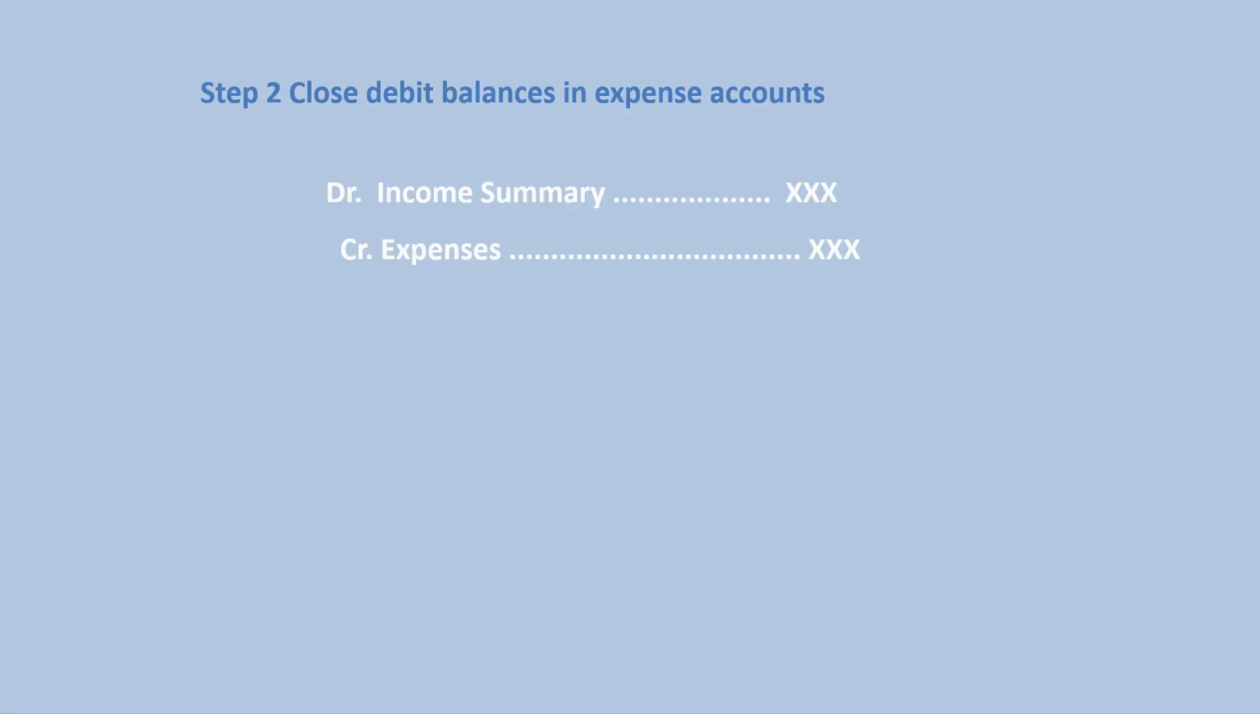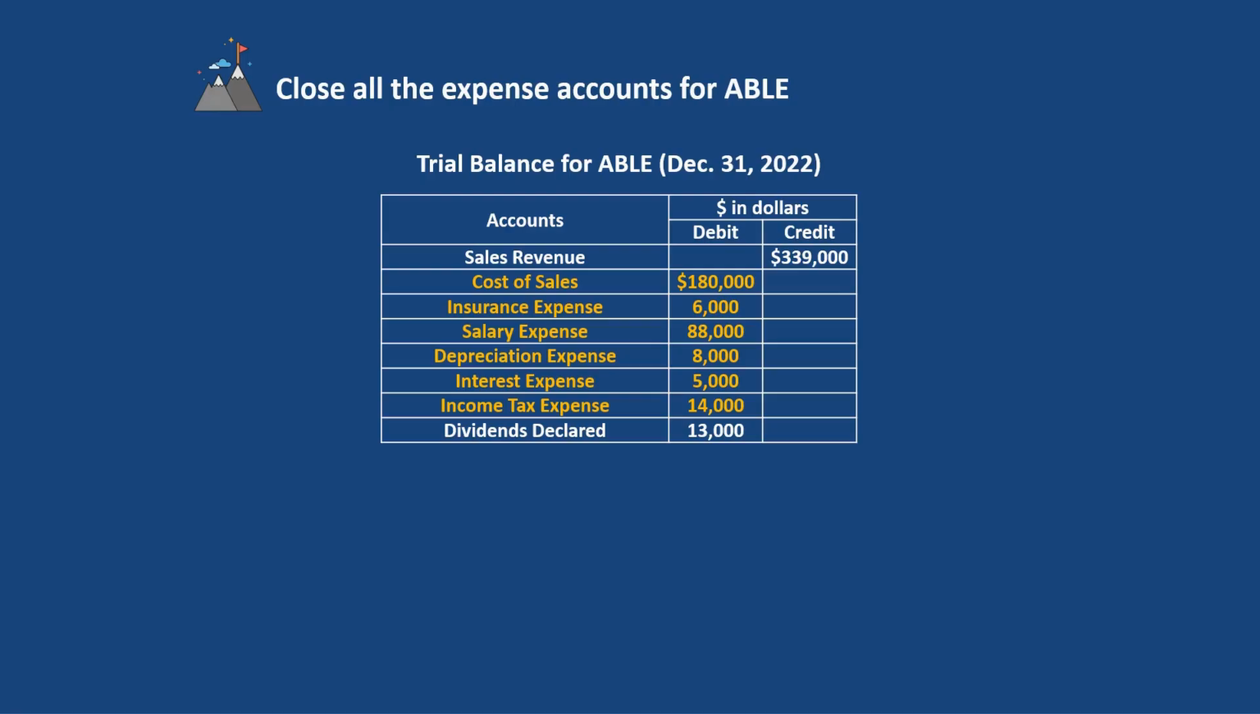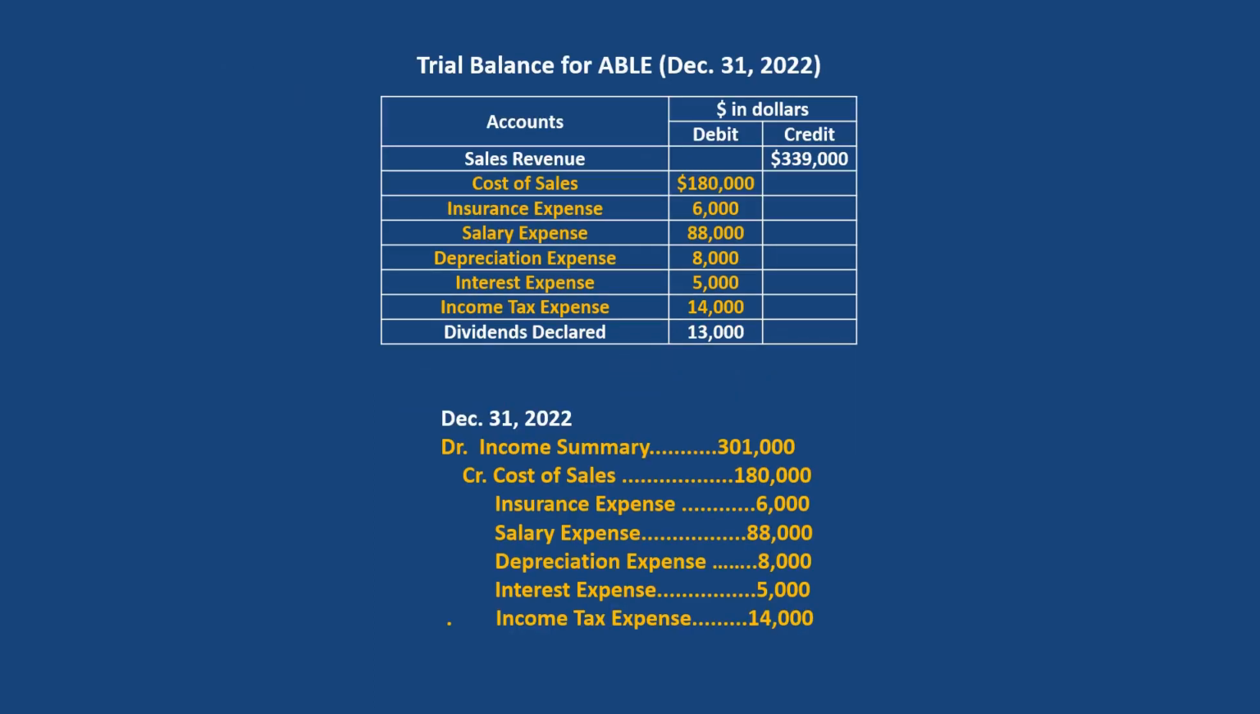Next, we close any debit balances in all expense accounts to the Income Summary. Here, I'll give you a moment to pause the video and close all the expense accounts for Able. All right, have you got all these closing entries? By making these entries, all the expense accounts are reset to 0.